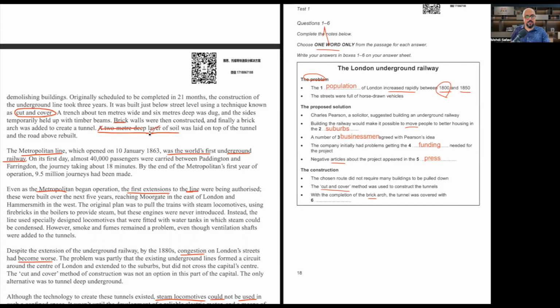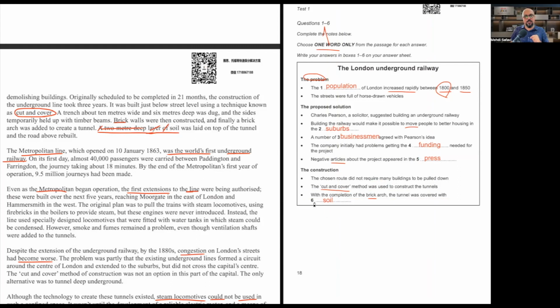So layer is not a complete word. I mean, it doesn't make sense. But soil does make sense. Like it was covered with soil, right? So this could be our answer. Make sure to spell it correctly. All right.